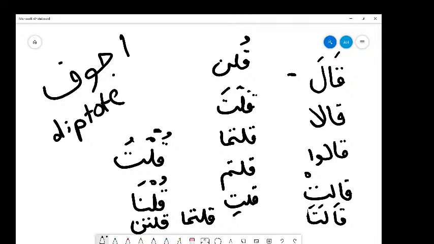So, mafatihu is also a diptote. Why? Because it is one of the broken plurals on the form of mafa'il. Right? We learned the 4 different broken plural forms that become diptotes, right? Mafa'il.